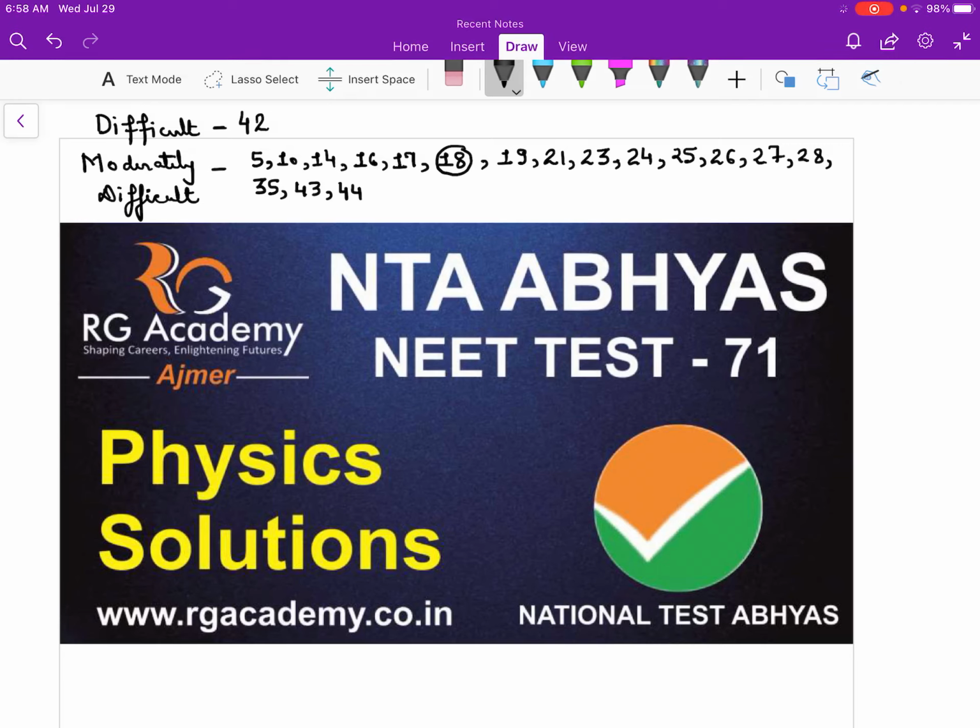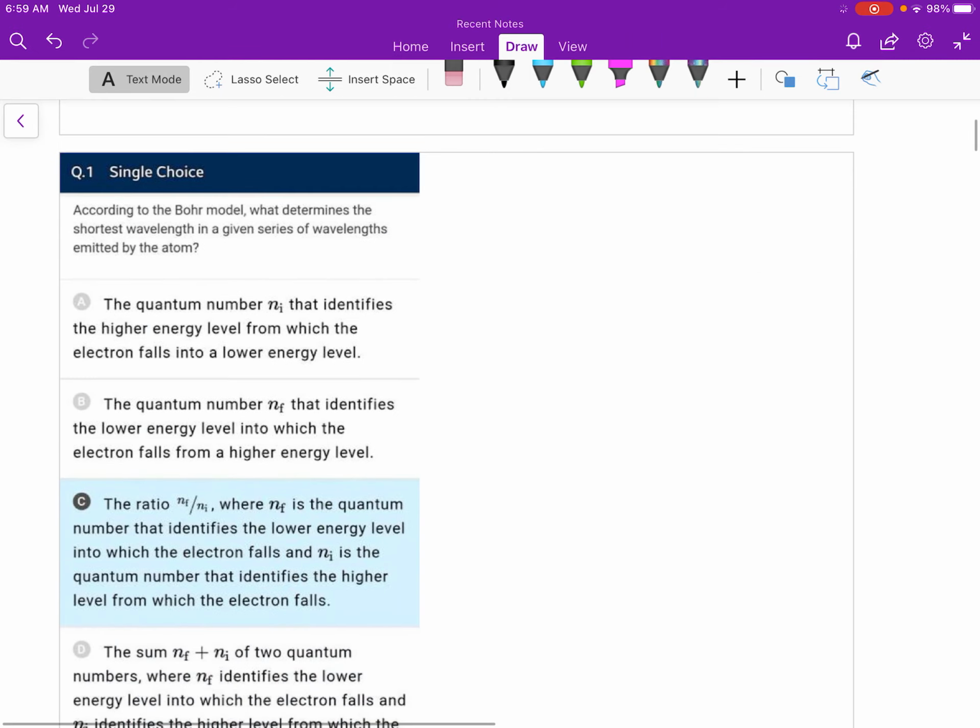हेलो स्टूडेंट्स। सो टेस्ट 71 का डिस्कशन स्टार्ट करते हैं। ओवरऑल पेपर इजी साइड पर है। 27 क्वेश्चंस इजी कैटेगरी में है, मॉडरेटली डिफिकल्ट में 17 क्वेश्चंस हैं एंड वन क्वेश्चन आई फाउंड डिफिकल्ट। तो ओवरऑल 155 to 165 is a good score. So let's start from question 1.